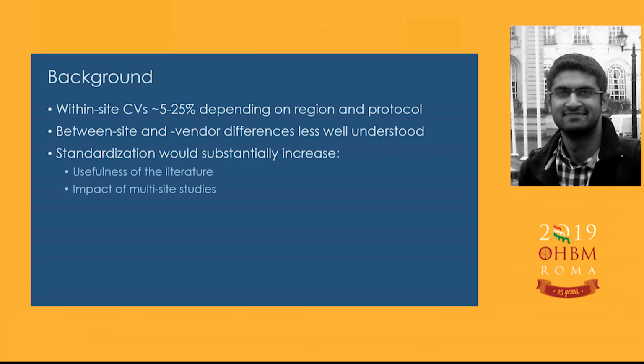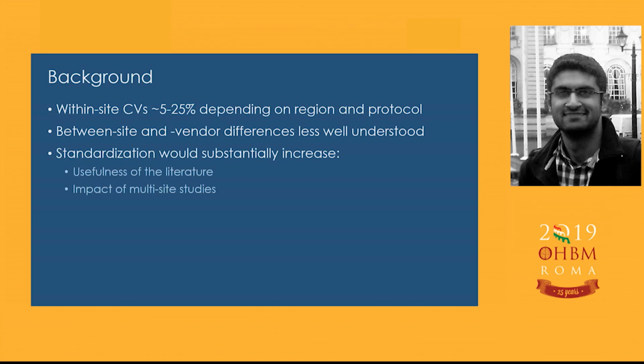So several studies have conducted reproducibility in GABA editing, and they found that the coefficient of variation varies between 5 to 25%, depending on the region that you scan, whether you're doing frontal, occipital, parietal, and depending on the protocol that you use, whether it's site customized or vendor provided protocol. And between site and vendor differences in CV are less well understood, and therefore it's very important to have the sequences standardized. Why? Because it will increase usefulness of the literature and also positively impact multi-site studies.